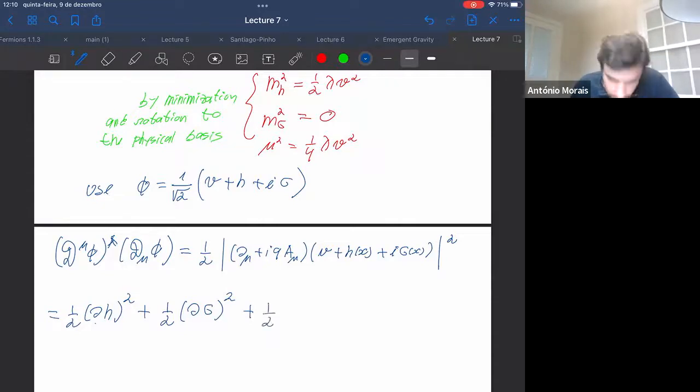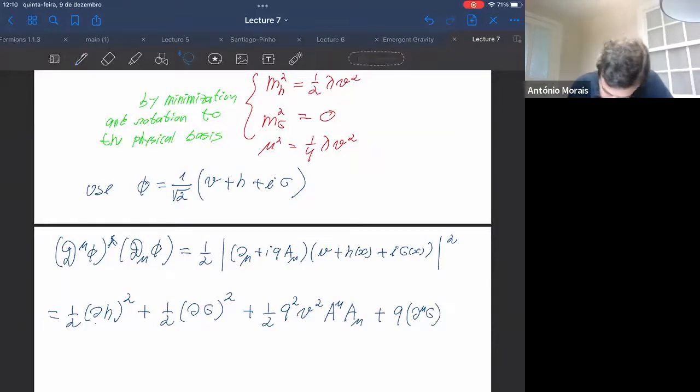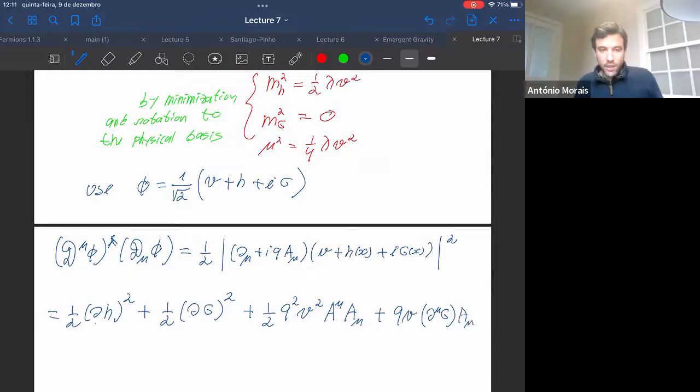1/2, and now there is something interesting happening here: q squared v squared A_mu squared. So this term resembles a mass term for gauge bosons. It has the form of a mass term for gauge bosons. Plus, now we have something which is q v d_mu G A^mu. And this term is troubling.